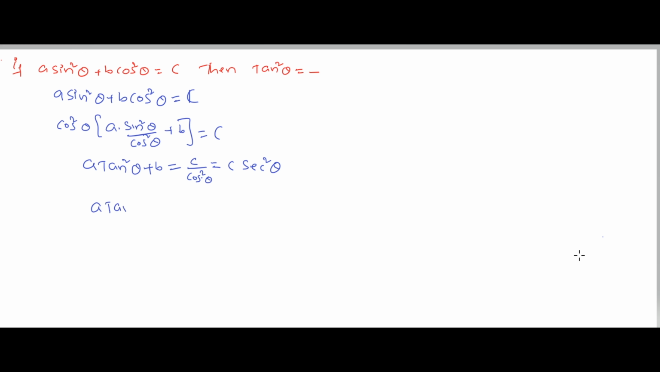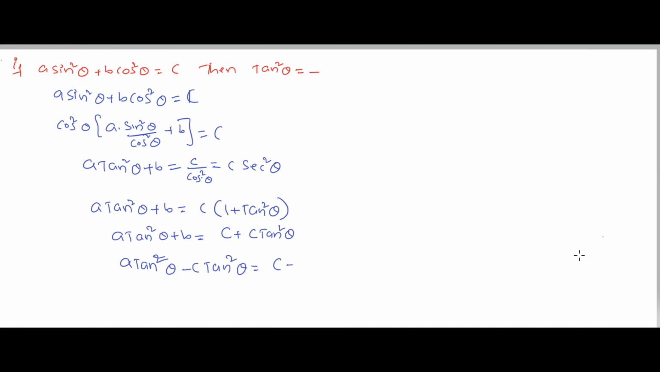a tan square theta plus b is equal to c into secant square theta, and secant square theta is 1 plus tan square theta. So a tan square theta plus b is equal to c plus c tan square theta. So that is a tan square theta minus c tan square theta is equal to c minus b. Take tan square theta common: tan square theta into a minus c is equal to c minus b. Therefore tan square theta is equal to c minus b by a minus c.